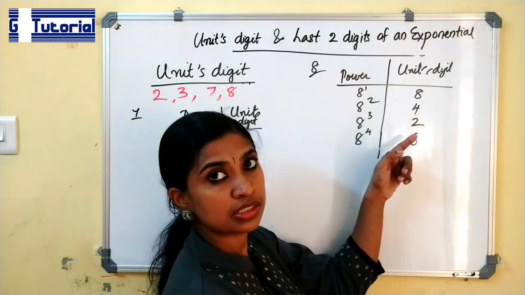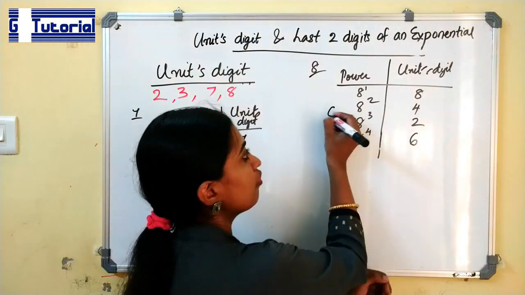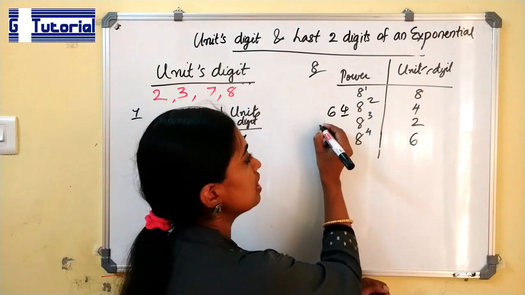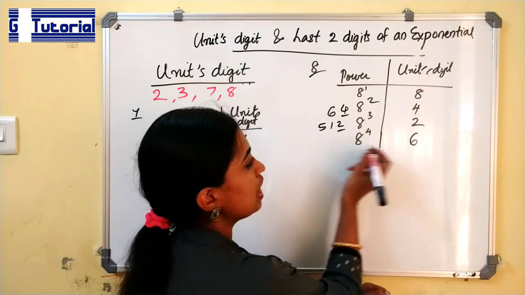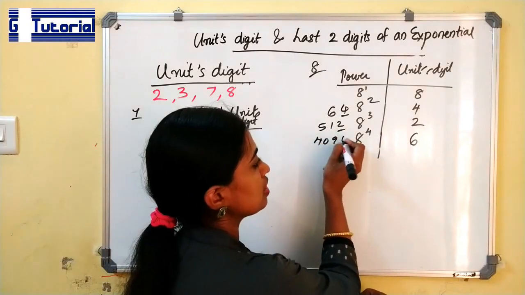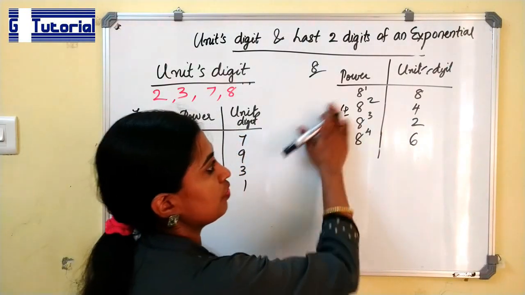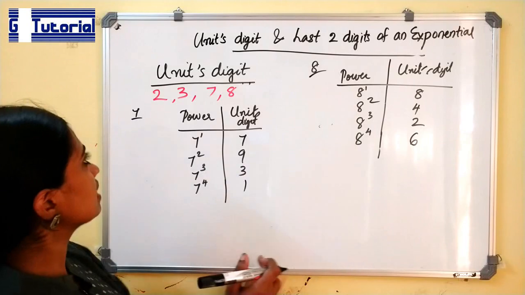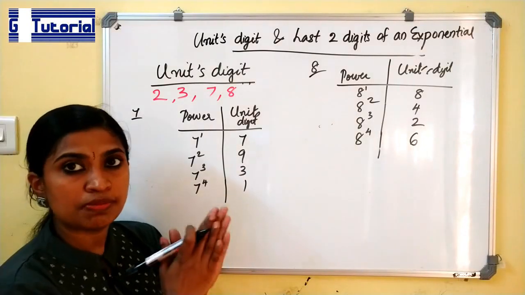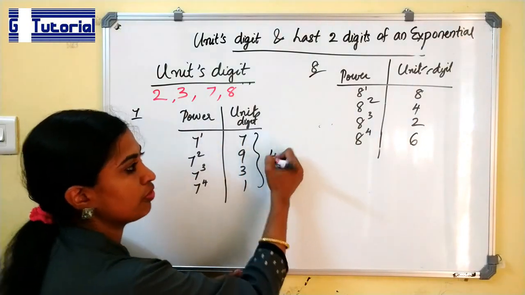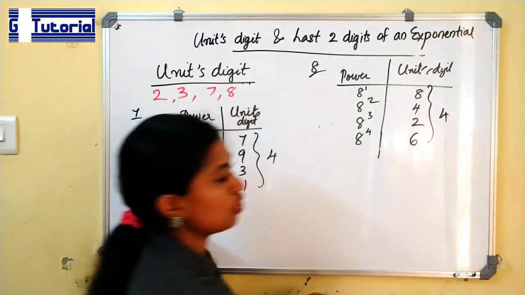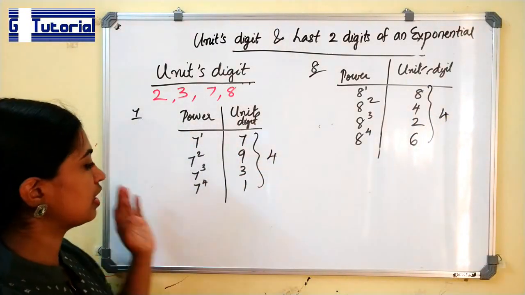Similarly, in the case of 8 also, the power of 8 raised to 1 is 8. 8 square is 64. So unit digit is 4. 8 raised to 3 is 512. Unit digit is 2. And 8 raised to 4 is 4096. Unit digit is 6. So we have obtained these. Next, let us do some examples. The cyclicity is again 4 in both cases. So let us do some examples to understand this clearly.